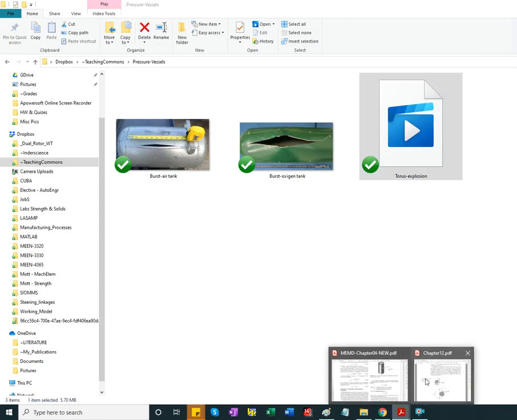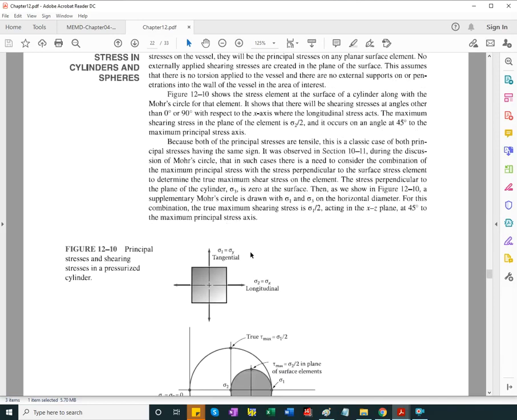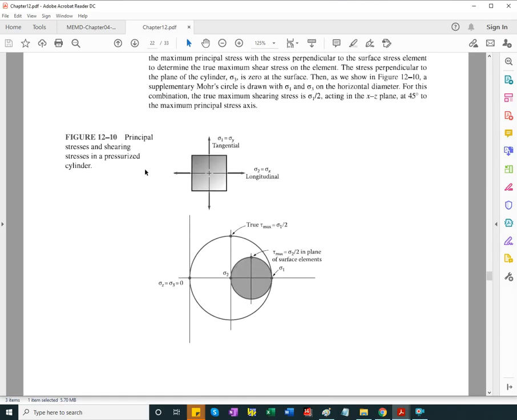Okay, so let's go back to the chapter and look at these Mohr circle exercises. Okay, so for a pressurized cylinder, the longitudinal stress is half of the tangential, the hoop stress. The corresponding Mohr circle will be like so. So I have the hoop stress, I have the longitudinal stress. Again, sigma 2 is half of sigma 1.